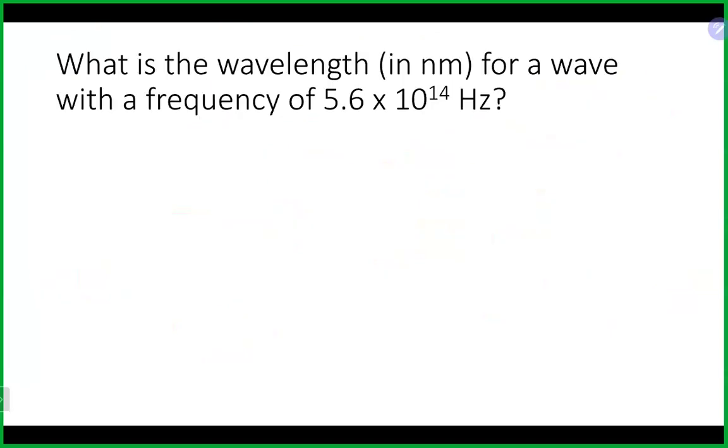So think about the next example here that we didn't do. Why don't you give this one a go? We're looking for the wavelength in nanometers for a wave with a frequency of 5.6 times 10 to the 14 hertz. Once again, that nano conversion you should know is 10 to the minus 9. So take a few moments, work it out, and see what you come up with.